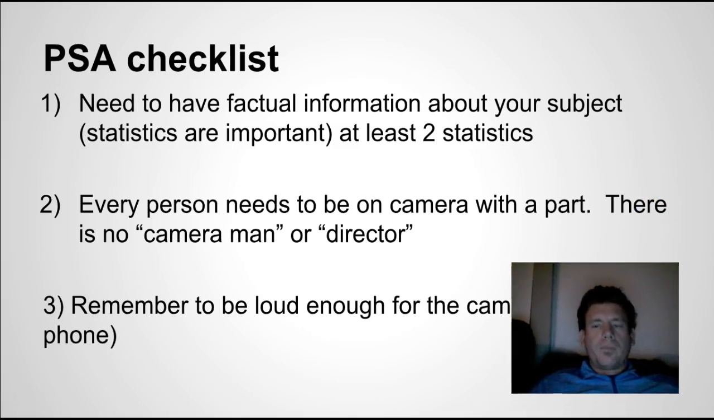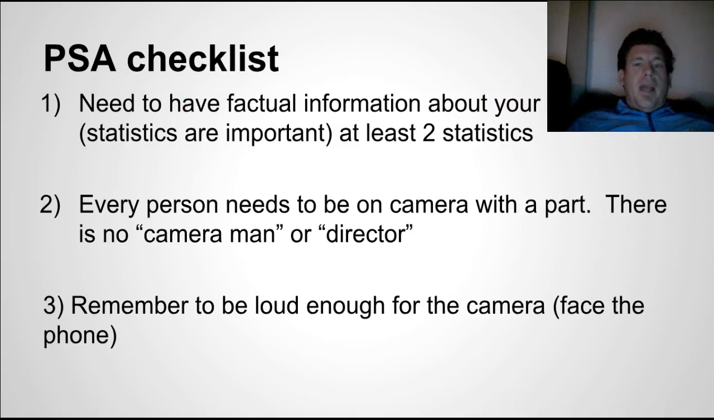It needs to have factual information about your subject. Statistics are important. You need to have at least 2 statistics on there. So it might be something like last year, 5,000 people died of this disease, whatever that might be. Okay, and you need to have at least two statistics that you list on there.